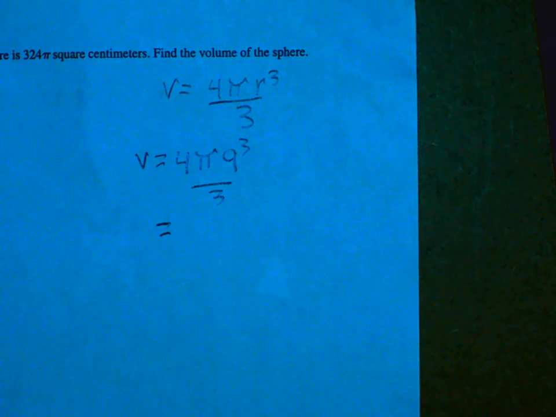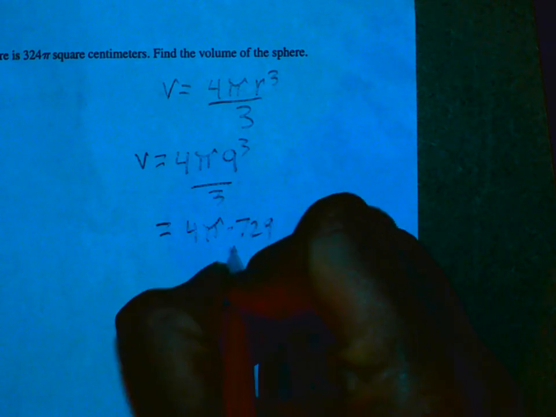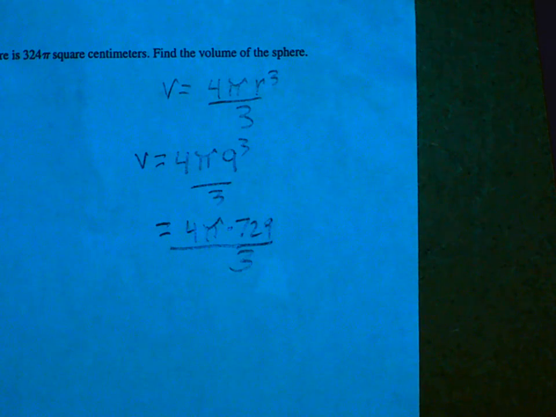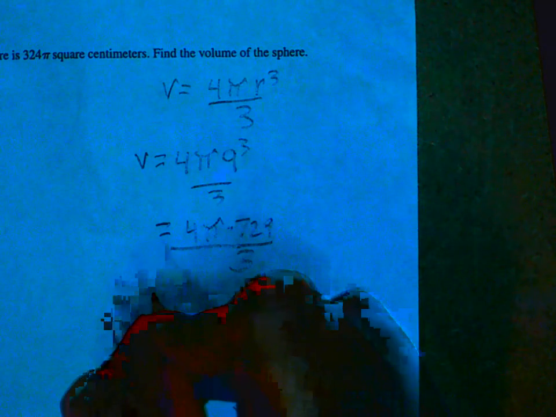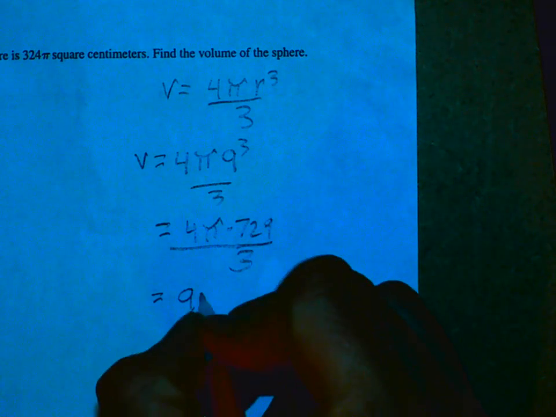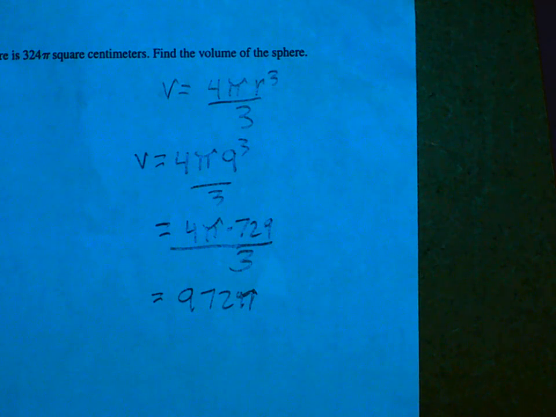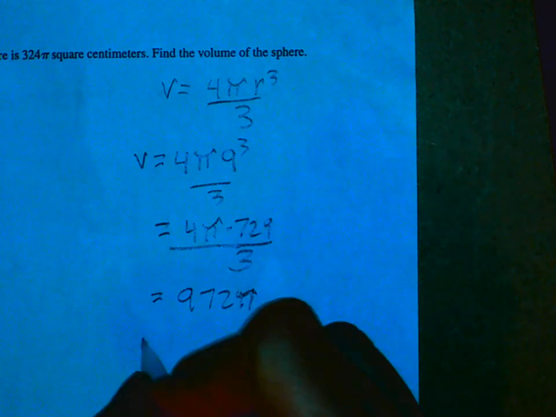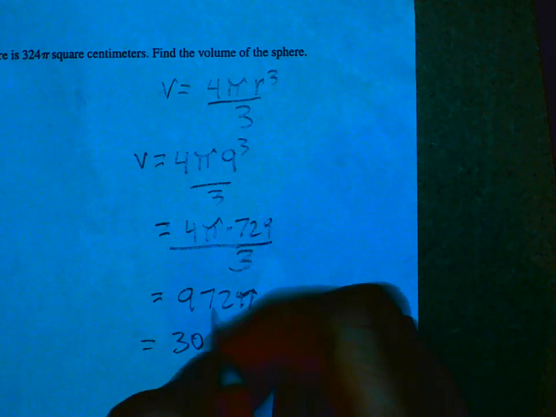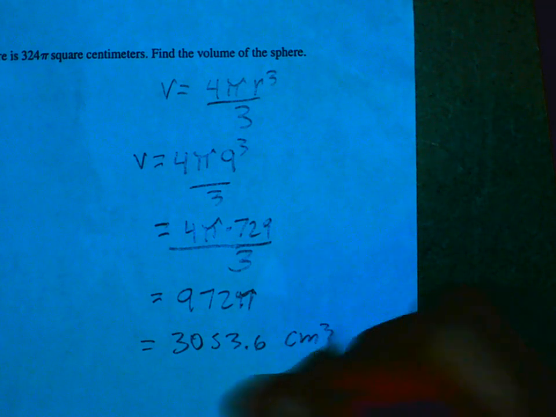So 9 to the third power is, get that in the calculator, 729. So 4 pi times 729 all divided by 3. If I divide that by 3, gets 243. And when I multiply that by 4, I get 972 pi. So when I multiply that by pi, I get a huge number, 3053.6. And in this case, it's going to be centimeters cubed.